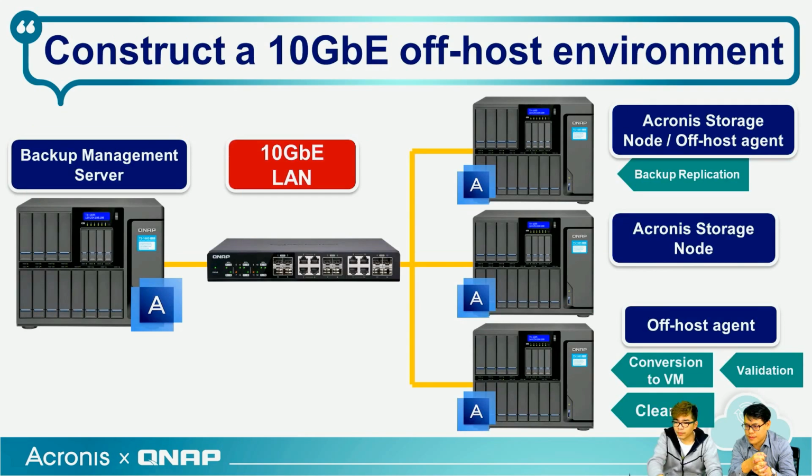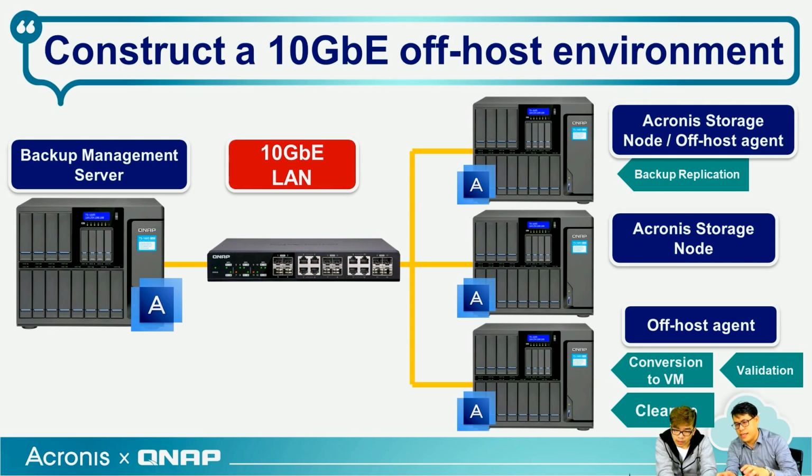For example, we have one backup management server, which is used to manage all the backup tasks. Then through our 10 GB switch, we have 3 Acronis agents on the right hand side. The middle one, the Acronis storage node, is doing the first 3 things, from backup to encrypt.